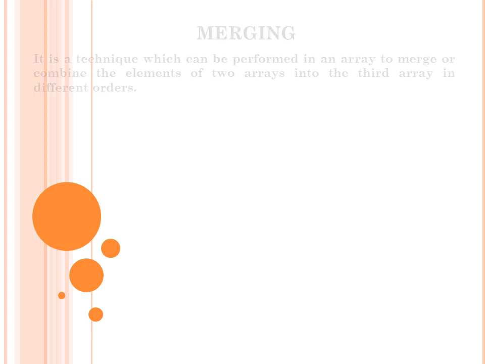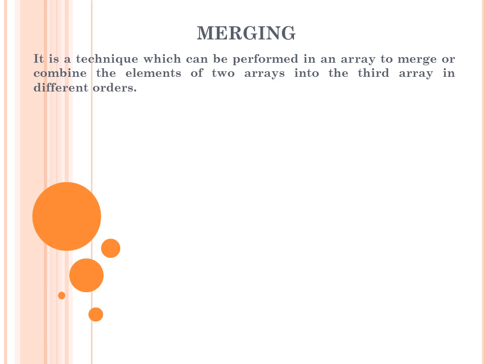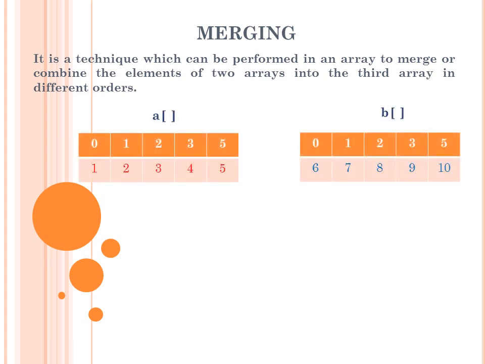Hello everyone. The topic that we are going to discuss today is merging. It is one of the operations that can be performed in a single dimensional array in which we try to combine two different arrays in different order or in different fashion. For example, there are two arrays A and B which hold 5 elements.